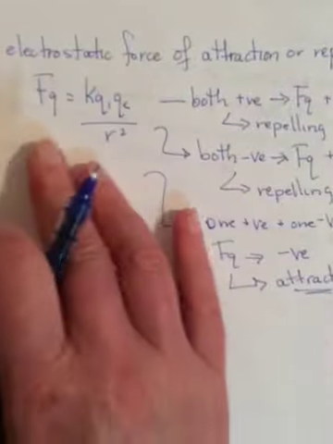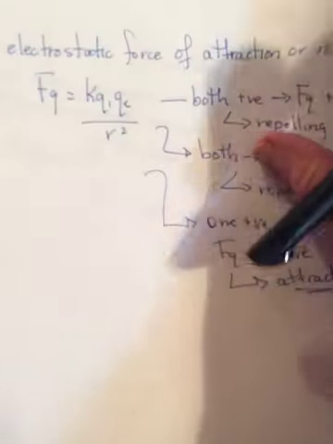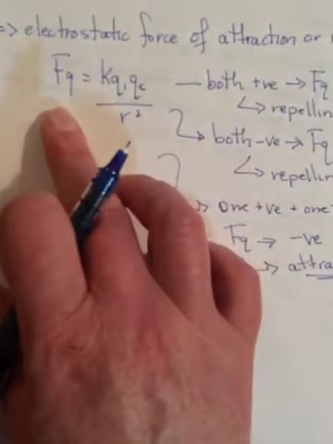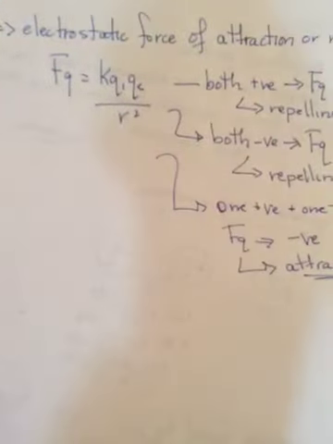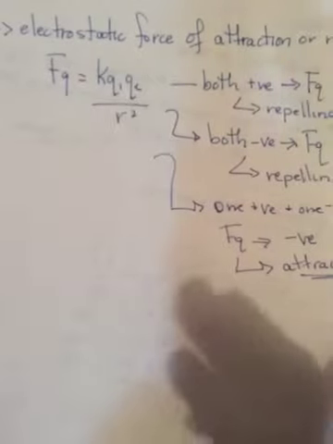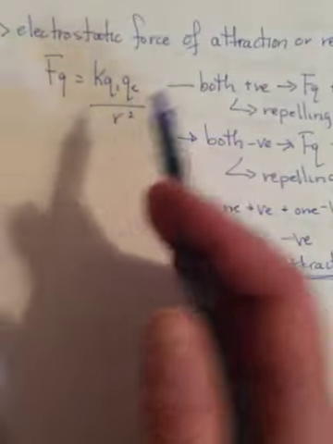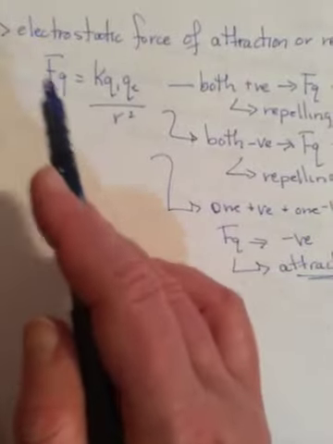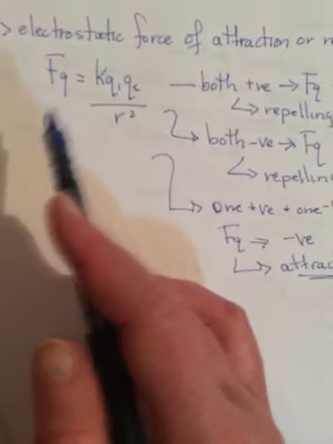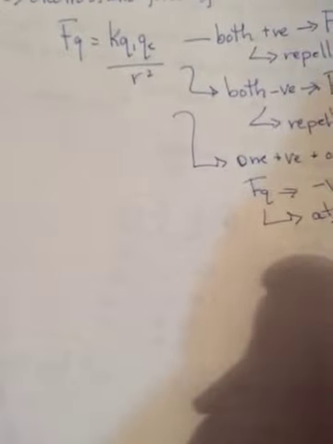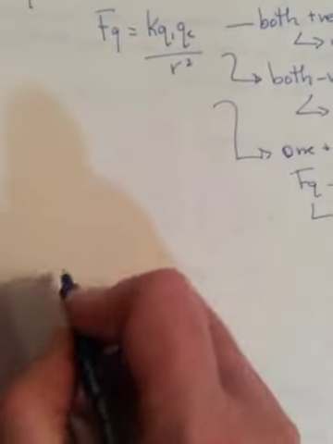Okay, and so you need to remember that when you're doing the math here, because if you're finding a force and it works out to be negative, then you're going to have to say, oh, a negative means attraction. Or if you're told it's an attractive force and you're trying to figure out the Q or the R, you're going to need to put the force in as a negative, or else you're going to get a negative R or something crazy. Okay, so let's try a couple of examples.